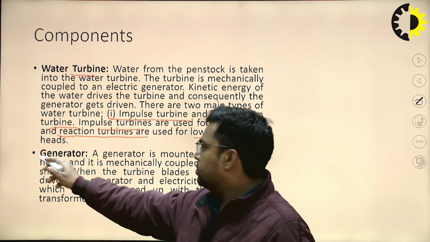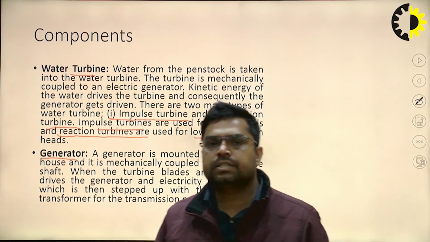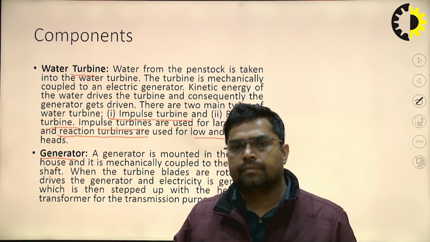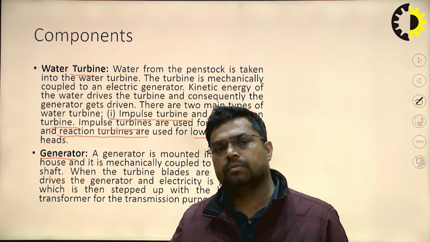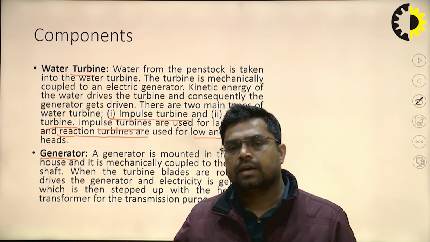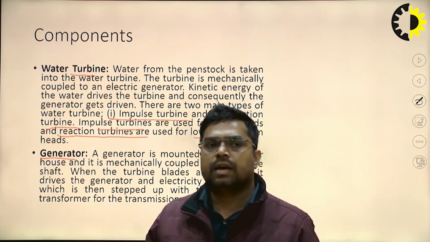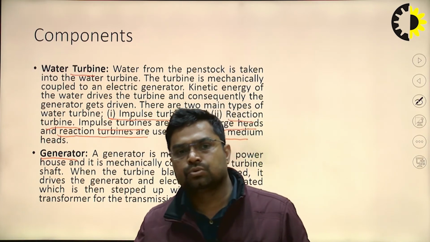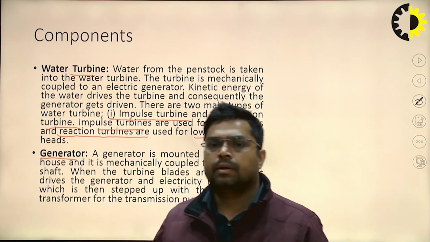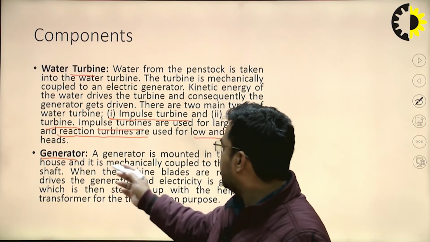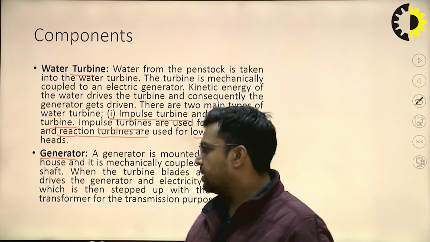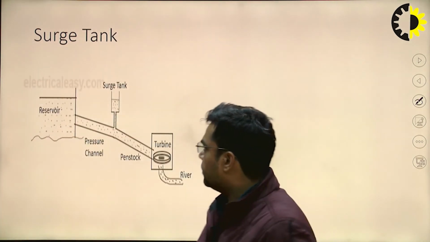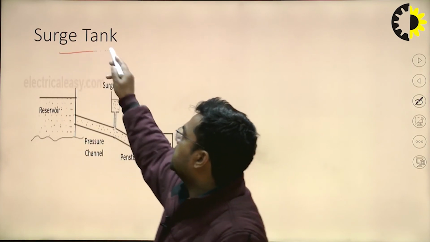And for the generator, the generator is directly coupled to the water turbine. As the turbine rotates, the shaft of the turbine is directly connected to the generator, which converts mechanical energy into electrical energy. This is the function of the generator, a basic part. This is the surge tank, as I said earlier.